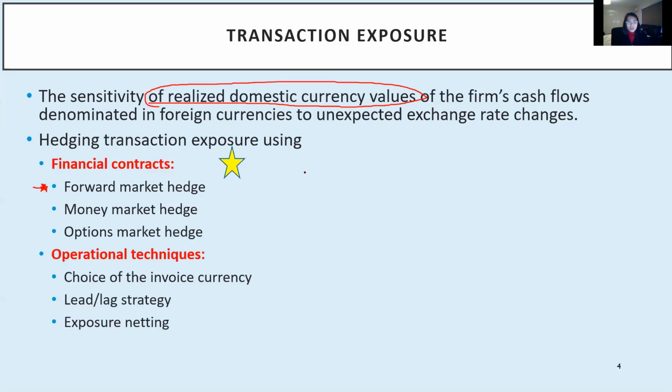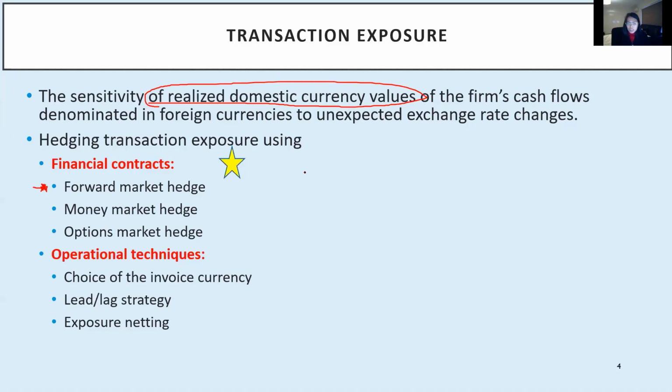Another way to hedge your foreign exchange rate risk exposure is to use operational techniques. For example, you could choose the invoice currency, right? If I deal with my trade partner in the US, instead of giving them a bill in the USD, I can give them a bill in the AUD, right? So in this case, I'm not bearing the exchange rate risk. My trade partner bears the exchange rate risk, okay? Lead and lag strategies, you could also use that. Otherwise, you can use exposure netting.